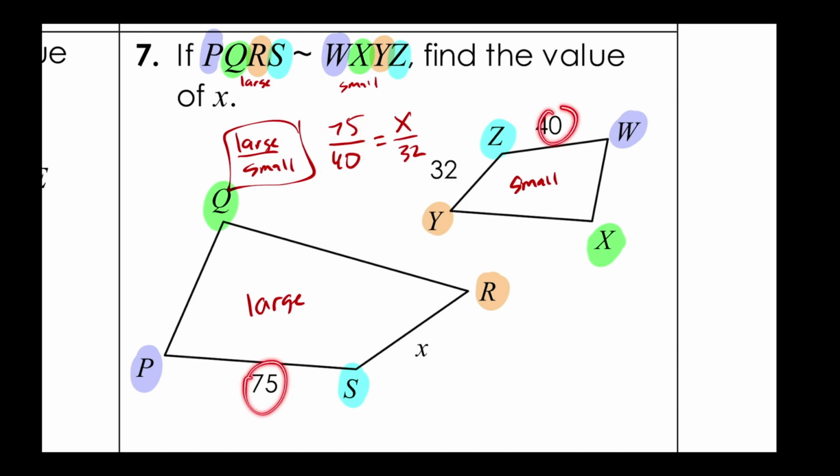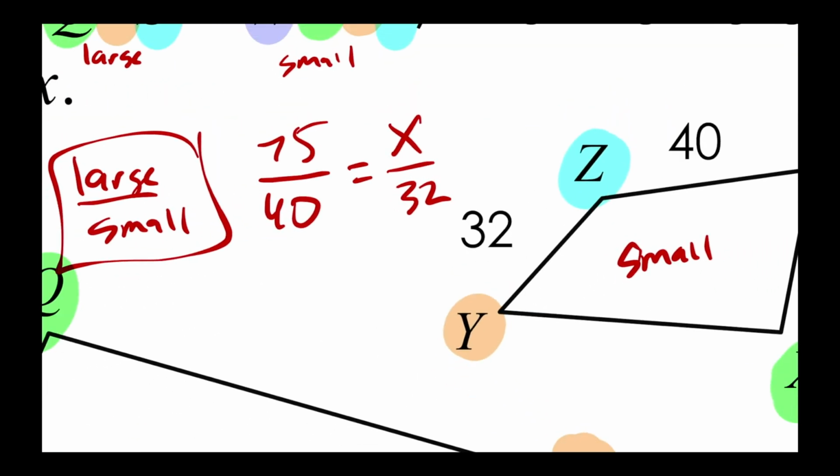75 and 40 match. How do we know? Because it's blue, purple. Blue, purple. The colors tell us. How do we know X and 32 match? Because of the colors. Blue, orange. Blue, orange. See how easy the colors make your life? So now you've done the hardest part. That was pretty simple, but you've done the hardest part to set up. Now comes the easy part.